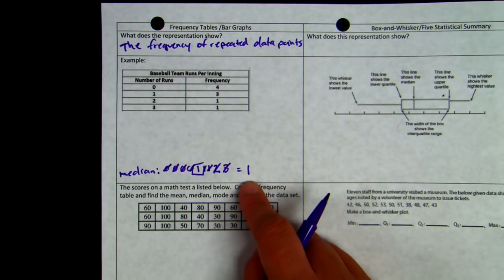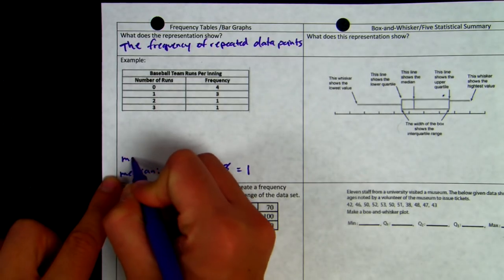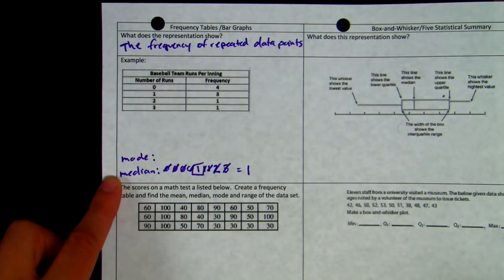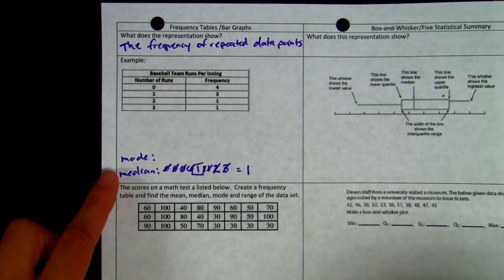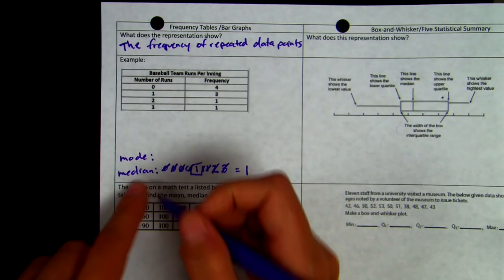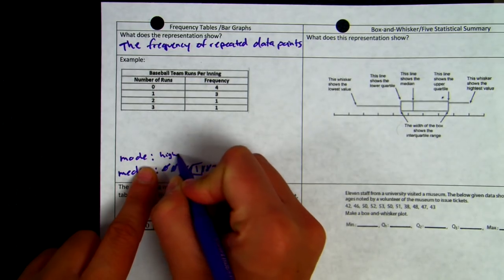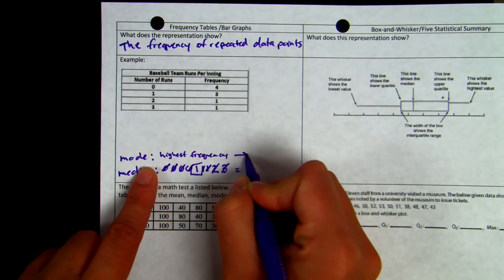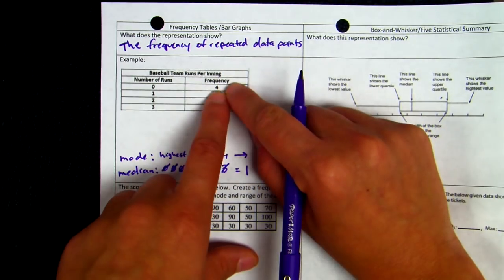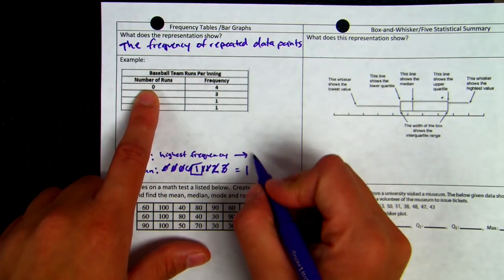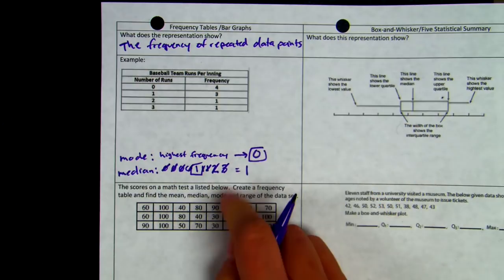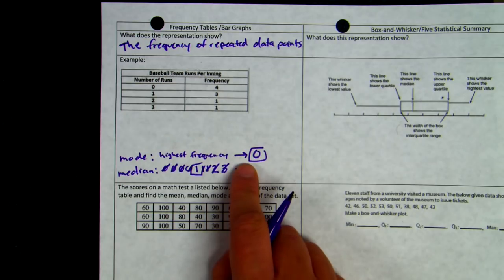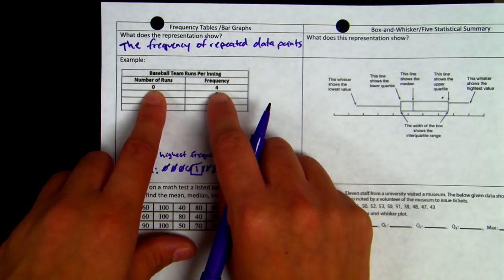Okay, next thing I'm going to look at is mode. Mode, remember, is the one that occurs the most often. Okay, so if I'm looking at that, mode in this case means which has the highest frequency. Okay, so I'm going to go down here. The one that has the highest frequency is 0. 0 is my highest frequency because I had 0 runs occur 4 different times.